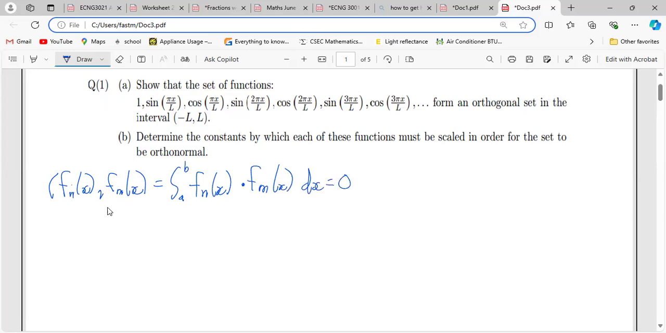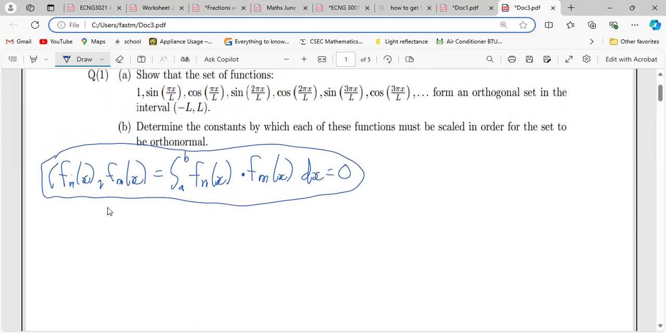That means you have to pick two functions at different indexes and multiply them. If you pick the same index, that is part 2, which is going to be the square. So you have to pick two separate ones. Let's keep this in mind: two separate functions, multiplying, integrating, and you check to see if the answer is equal to 0. That's basically it.